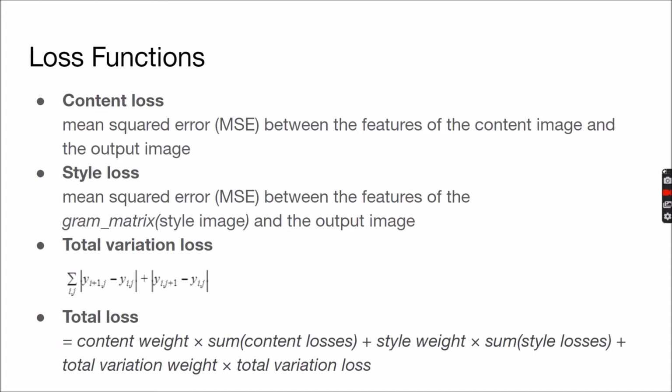The total variation loss, on the other hand, is a measure of how noisy the output image is. It is defined as the total sum of the absolute value of y(i+1, j) minus y(i, j) plus y(i, j+1) minus y(i, j). Finally, the total loss is computed as content weight times the sum of content losses, plus style weight times the sum of style losses, plus the total variation weight times the total variation loss.